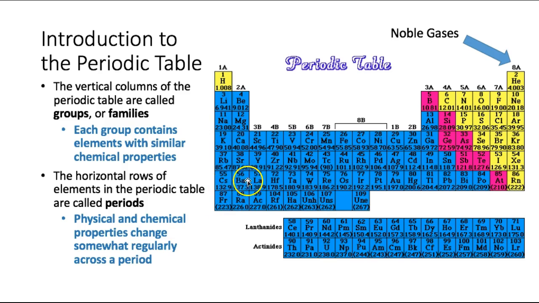As you move across a row on the periodic table, these are called periods. And within a period on the periodic table, the physical and chemical properties are similar, but they also change in a regular pattern across the periodic table. And finally, it's not colored here in this picture, but this last column in the periodic table, helium, neon, argon, krypton, xenon, and radon, these are the noble gases. And we're going to talk a little bit more about them in a few minutes.